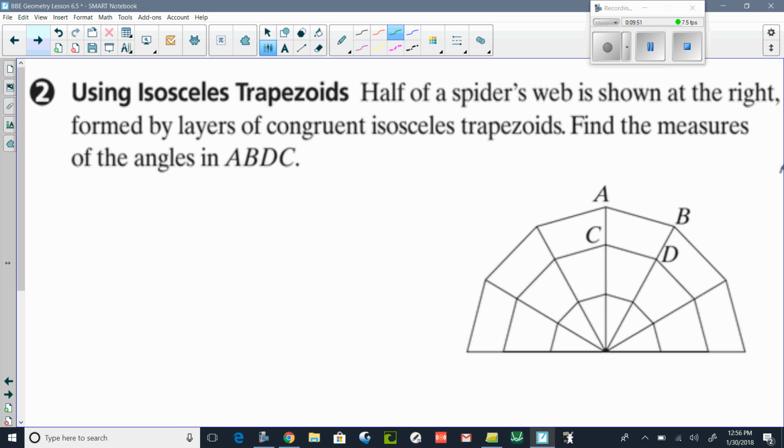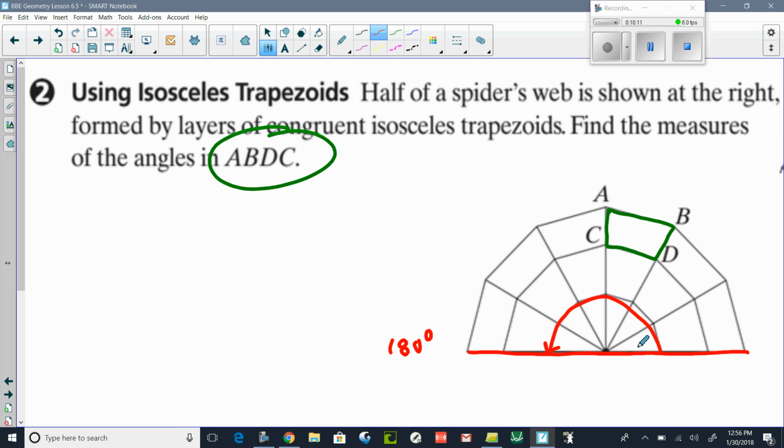Looking at this spider web, it asks us to find the measures in angle or trapezoid ABCD. So we're focusing in on this trapezoid. I guess we're going to use a couple different properties here of shapes. If I look at the spider web, I look at this straight line as being 180 degrees. And we can see that that straight line is split into triangles down here. We have 1, 2, 3, 4, 5, 6 triangles. So if I take 180 divided by 6, I end up with 30 degrees. So I know that this angle right here is equivalent to 30 degrees.